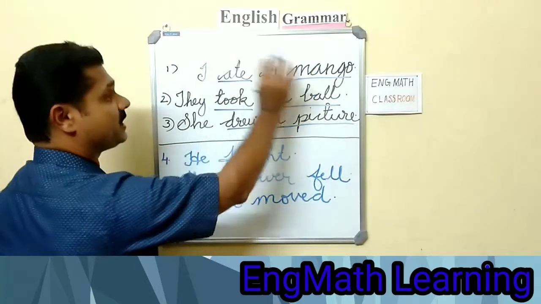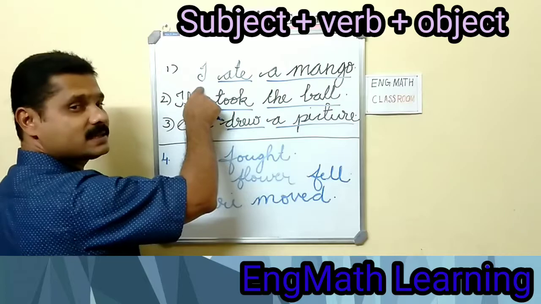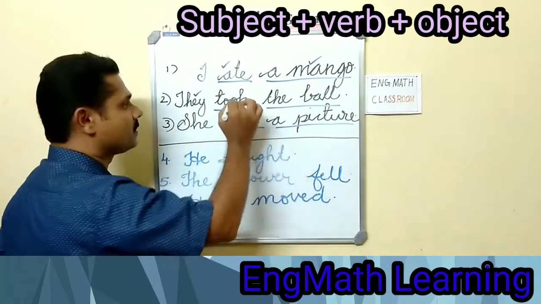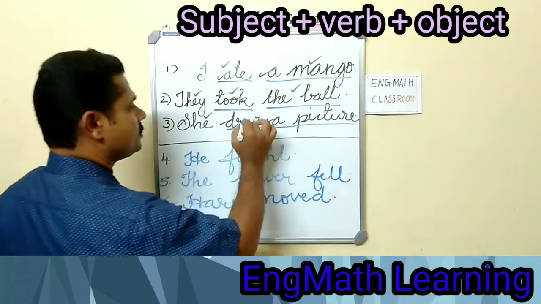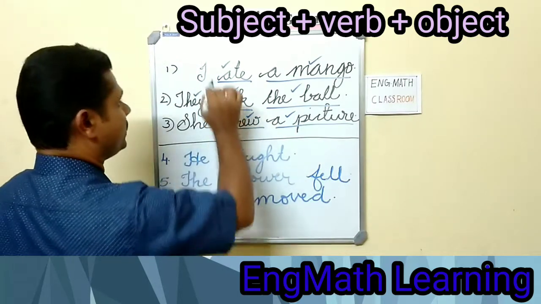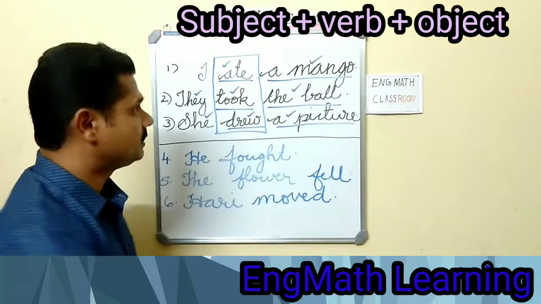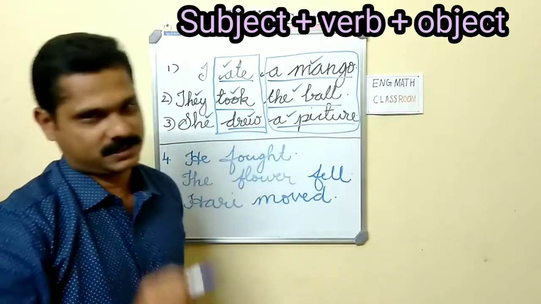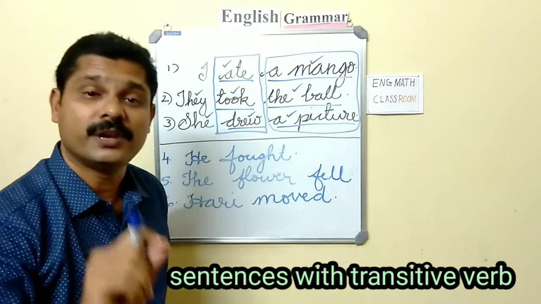Here, what do we understand from these three sentences? These sentences have a subject, a verb and an object. She is the subject, drew is the verb and a picture is an object. Let's classify. All these three are verbs, and here we find another section with objects. So what do we understand? These are all sentences with a transitive verb.